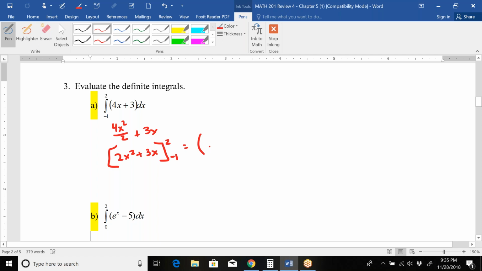So remember, you plug in the 2 first. So this will be 2 times 2 squared plus 3 times 2, so that's the first part, minus 2 times negative 1 squared plus 3 times negative 1.